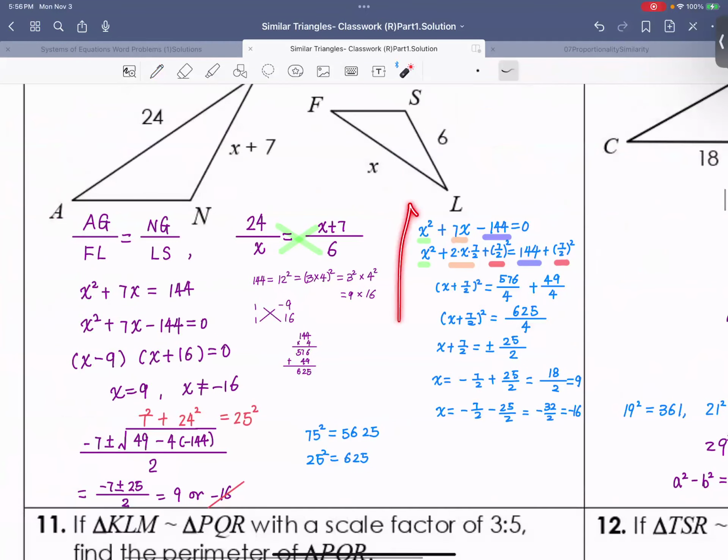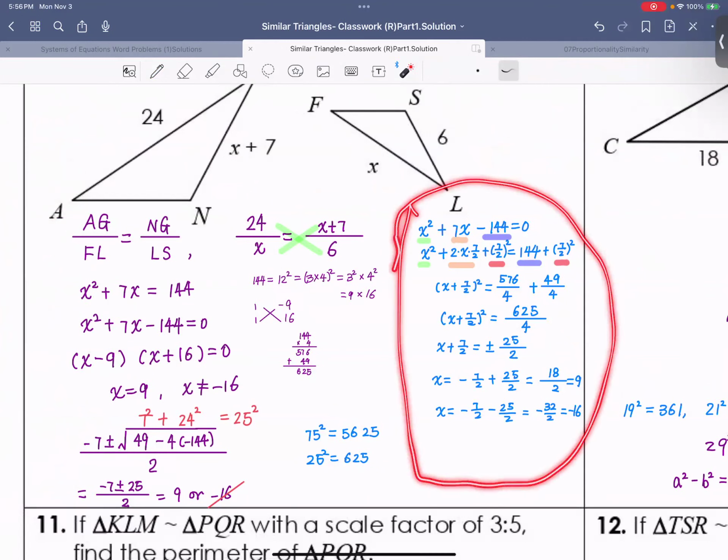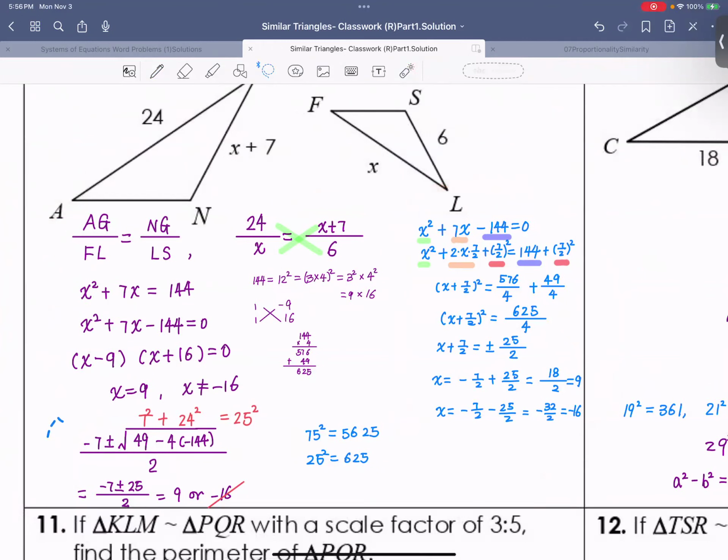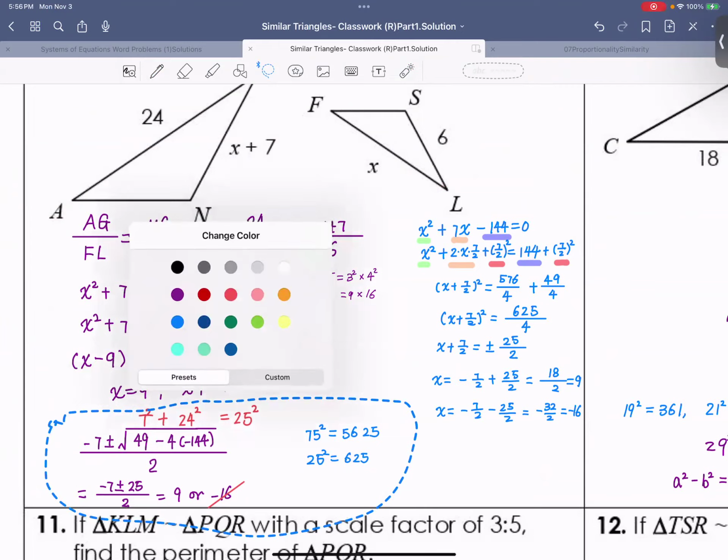This is called, the blue one is called completing the square. I will on purpose make this one called quadratic formula. Okay? I'm going to change the color.